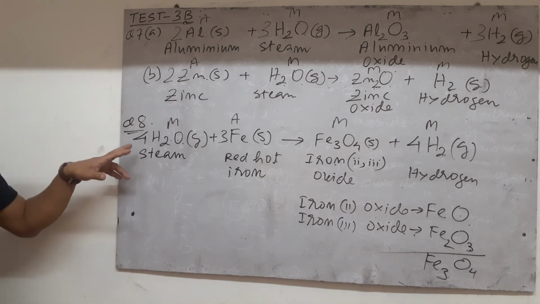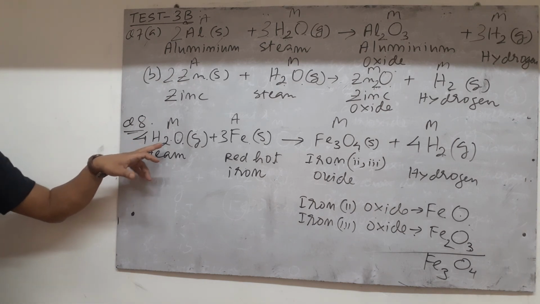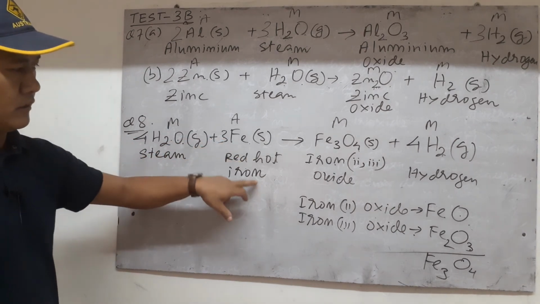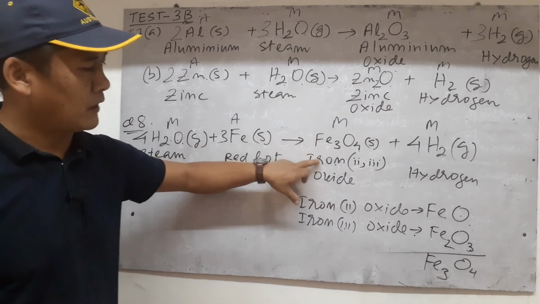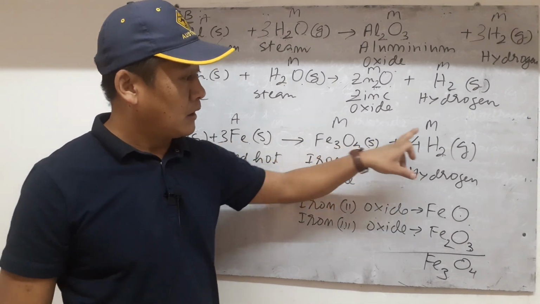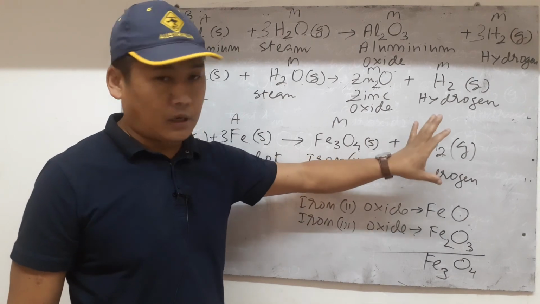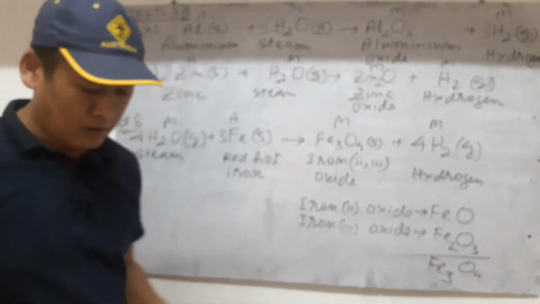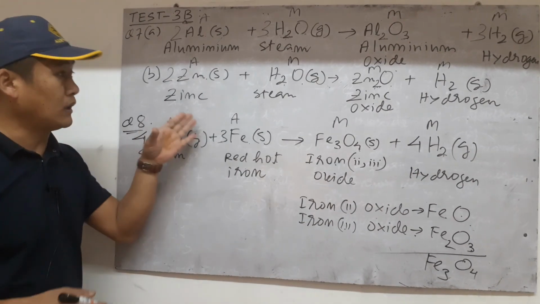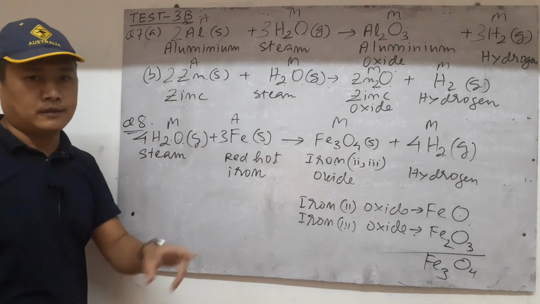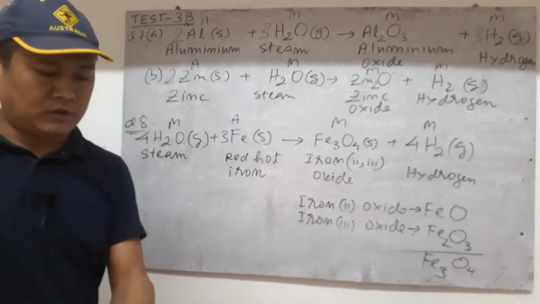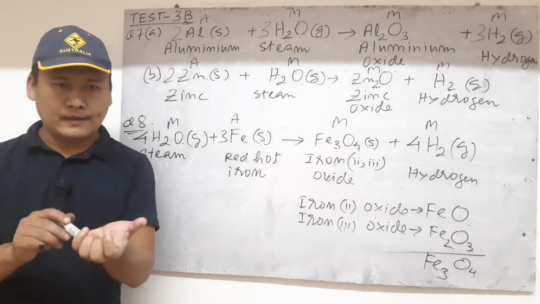Let's read it now. On passing 4 molecules of steam over 3 atoms of red hot iron, we get 1 molecule of iron(II, III) oxide complex and then 4 molecules of hydrogen. So this is balanced. You can practice it 2-3 times if you want, and if you're comfortable, then you can take the test with the question paper. Okay, I hope you understood.